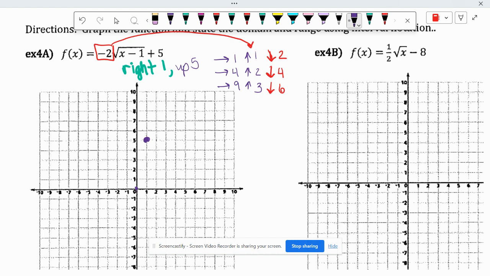And then I'm going to follow this pattern that says if I move 1 unit away, I'm going to go down 2. If I move 4 units away from where I started, 1, 2, 3, 4, I'm going to go down 1, 2, 3, 4 units. If I move 9 units away from where I started, which is all the way over to the 10, I have to go down 6 units. So this is how we use the pattern to graph a square root function.